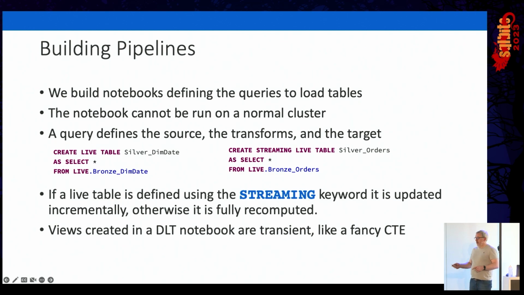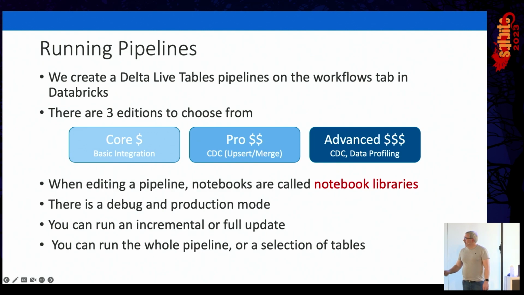When you create a view in a DLT notebook, the only place it exists is within that DLT notebook at the point of execution. So essentially, they're like a fancy CTE, except you can refer to them with multiple different queries, and they get persisted throughout the thing. They're in a materialized view. So you can use that to improve the performance if you've got large queries by breaking it into pieces and using the views there.